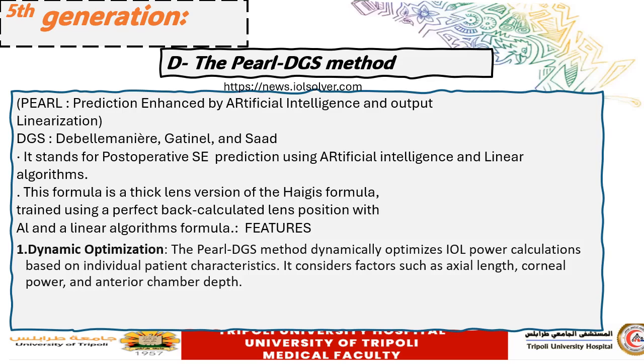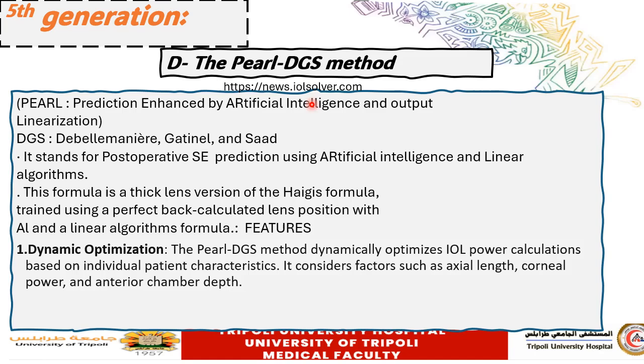The Pearl-DGS method or formula is another formula utilizing artificial intelligence for the prediction of the effective lens position. Pearl stands for Prediction Enhanced by Artificial Intelligence and Output Linearization. And DGS stands for the names of the people who invented this type of formula. They take the abbreviation from the first letters.